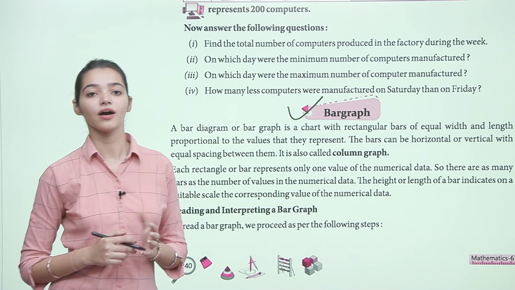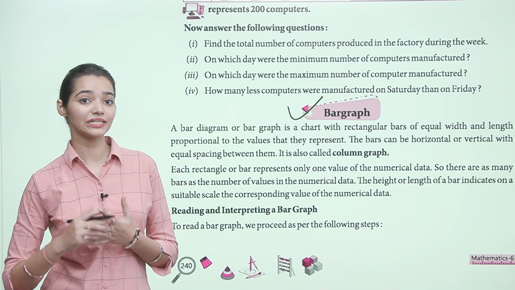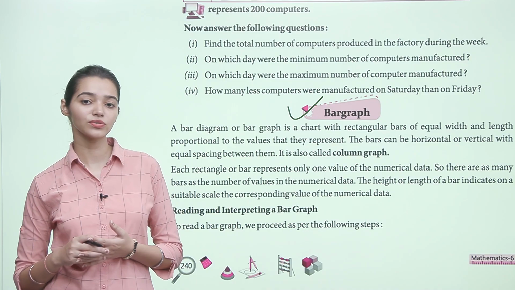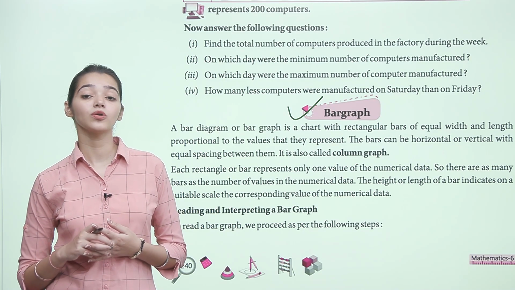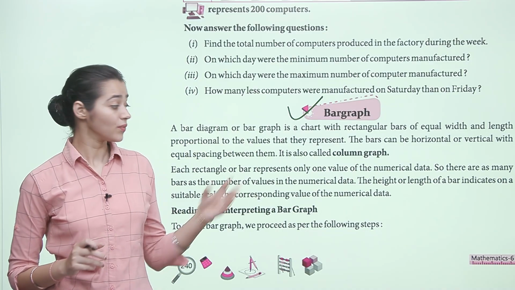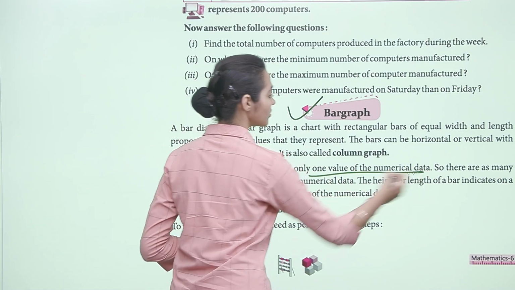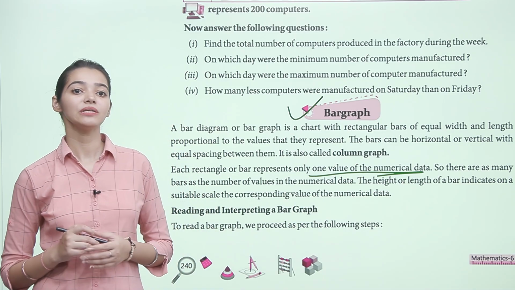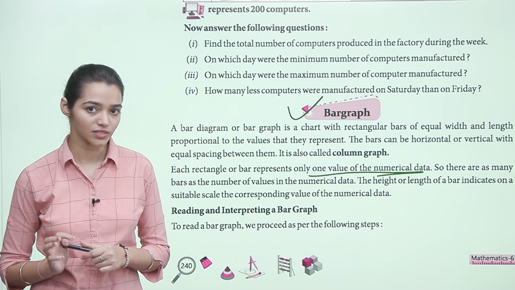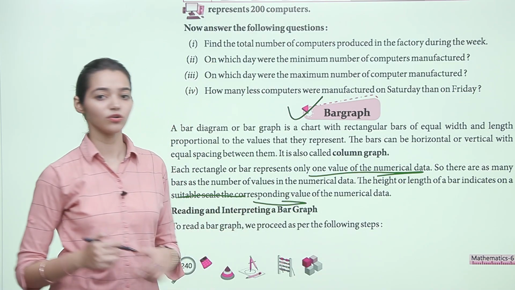Now let's start with the bar graph. A bar diagram or a bar graph is a chart with rectangular bars of equal width, and with length directly proportional to the values that they represent. The bars can be horizontal or vertical with equal spacing between them, and it is called a column graph. Each rectangle or bar represents one value of the numerical data, so there are as many bars as the number of values in the numerical data. The height or length of a bar indicates the suitable scale of the corresponding value of the numerical data.